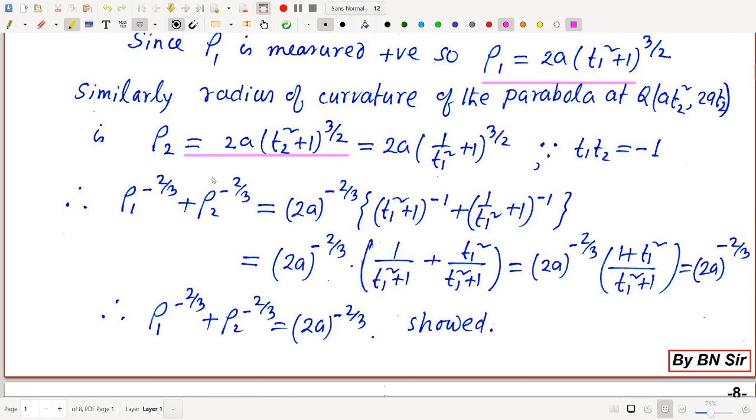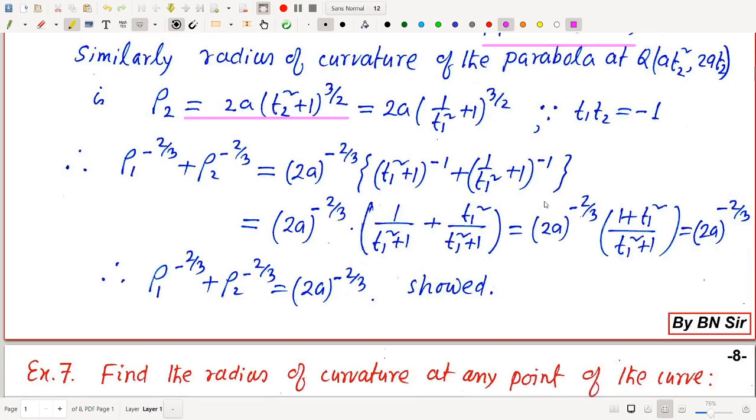Now we want to show ρ1^(-2/3) + ρ2^(-2/3) = 2 a^(-2/3). So we start with this. ρ1 has factor 2a, ρ2 has factor 2a. So ρ1^(-2/3) + ρ2^(-2/3) has the common factor (2a)^(-2/3), and here (t1² + 1)^(3/2), if we raise it to the power -2/3, it will be -1, so it is (t1² + 1)^(-1). Similarly here it will be (1/t1² + 1)^(-1), and then by law of indices, it is 1/(t1² + 1).